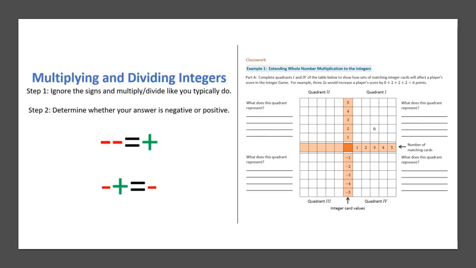So we're going to fill in this chart, but before we do, I want you to read the steps. Multiplying and dividing integers, step 1, you're going to ignore the signs. Just multiply and divide like you typically do. Step 2, determine whether your answer is negative or positive. That's all you have to do. We'll be filling out the chart on the next slide.